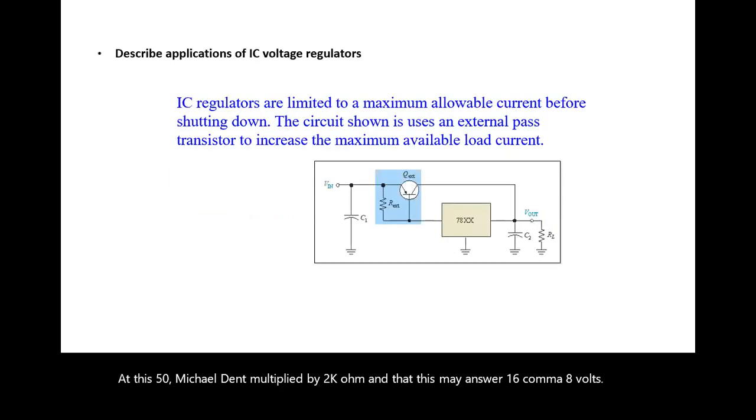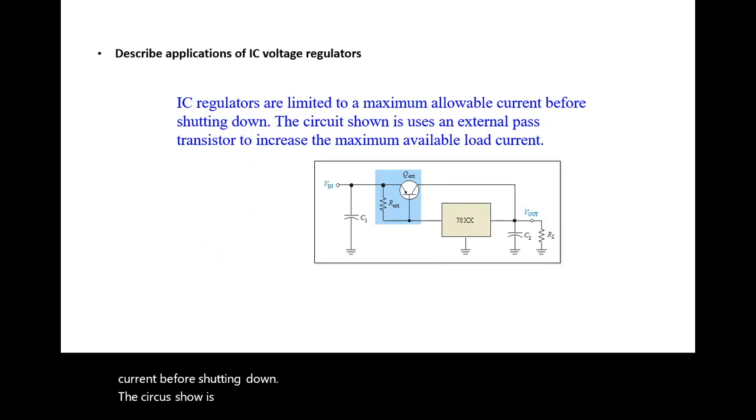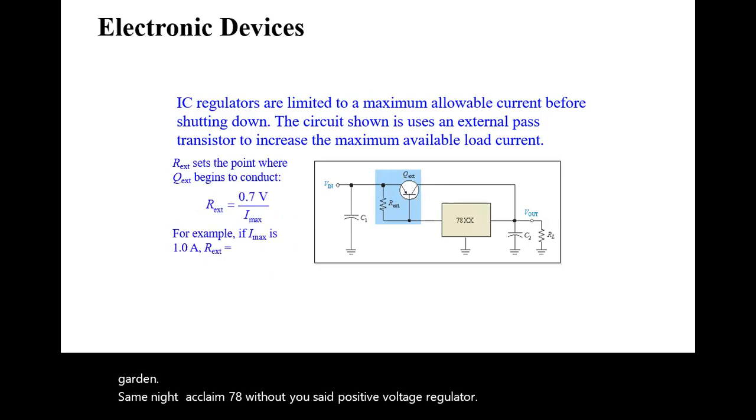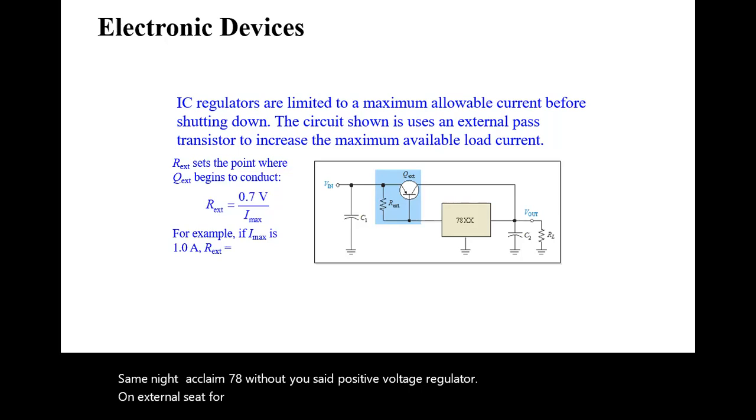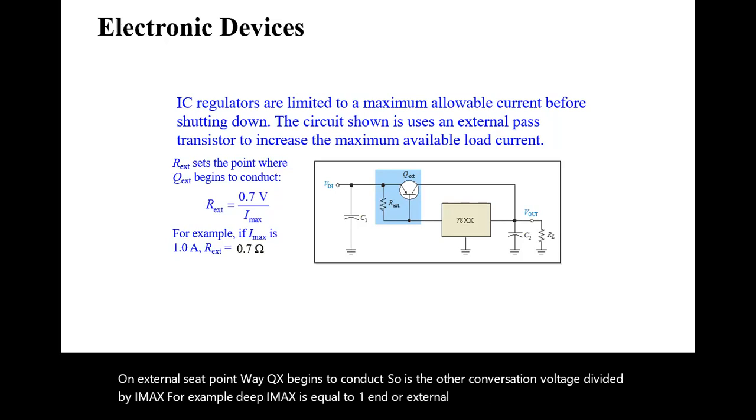Describe the application of an IC voltage regulator. IC regulators are limited to a maximum allowable current before shutting down. The circuit shown uses an external pass transistor to increase the maximum available load current. 78XX, okay, 78 we know is a positive voltage regulator. R external sets the point where QX begins to conduct. So R external is 0.7 volts divided by I max. For example, if I max is equal to 1 amp, R external is going to be equal to 0.7 ohm.